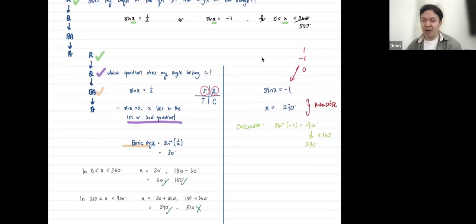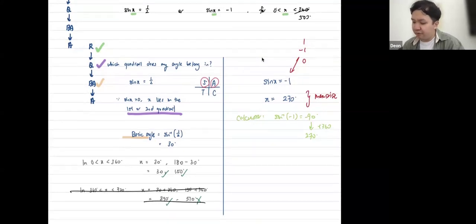Someone asked me why 390 is not accepted when the range is 0 to 360. The range is 0 to 360, so I don't need to accept it. I'm only writing it down because I wanted to tell you what if you went up to 500. If you went up to 500, then you accept 390 and 510. 500 is an arbitrary number, a random number I anyhow set. Make sense?